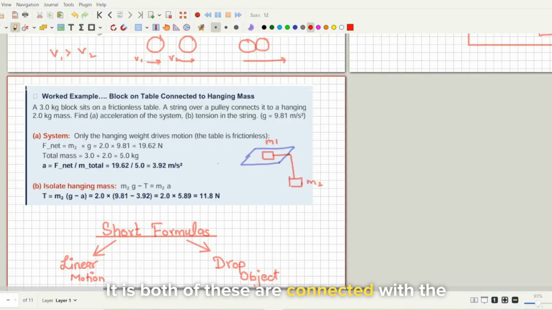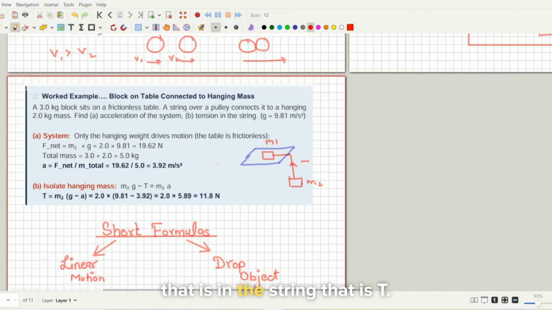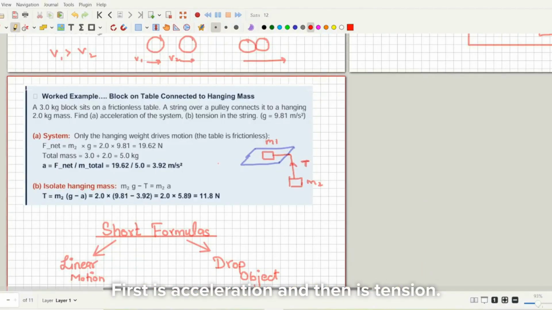Both of these are connected with a pulley, and the mass 2 is hanging, and mass 2 is actually 2 kg. They are asking what is the acceleration of the system. Not the acceleration of M1 or M2, but the acceleration of the complete system, and the tension in the string, that is T. You have to find two things. First is acceleration and then tension.